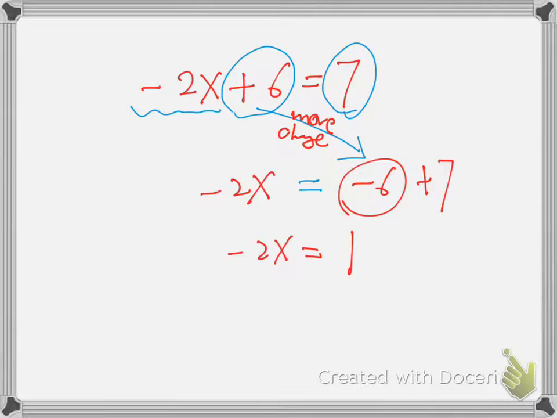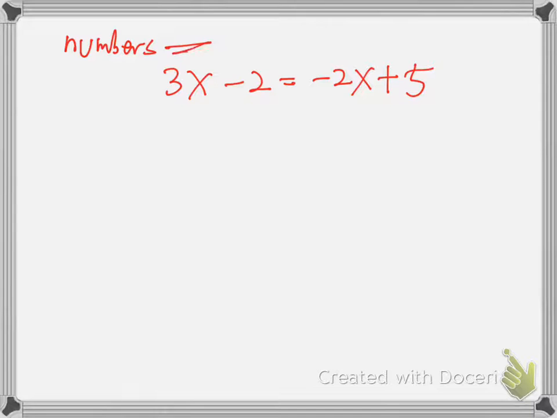Step 2, divide. Divide by what? Divide by the multiplier of x. So this is the multiplier of x. Negative 2 is not 2. So divide by negative 2, divide by negative 2. Just canceled. We got x is negative 1/2.